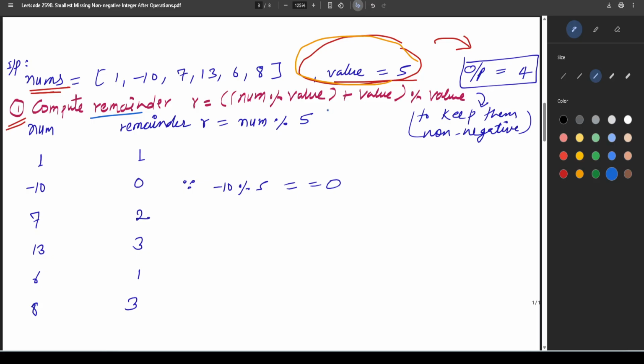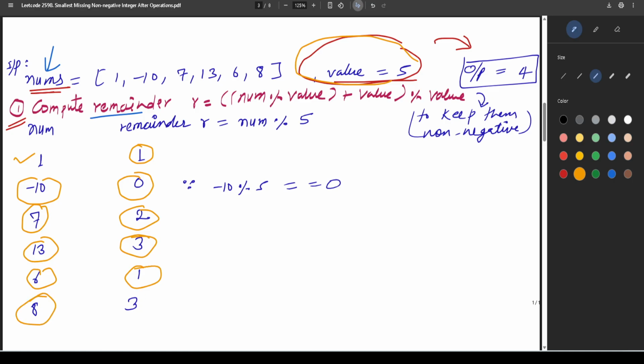So you will apply this formula, right? And you will see these are the given numbers in this array I'm talking about. So we'll use these numbers, and when you take the remainder of 1, you will get 1. When minus 10, you will get 0. When 7, you will get 2. When 13, you will get 3. When 6, you will get 1. When 8, you will get 3. So this is how you find the remainder, nums remainder 5, and you will get these values, right?